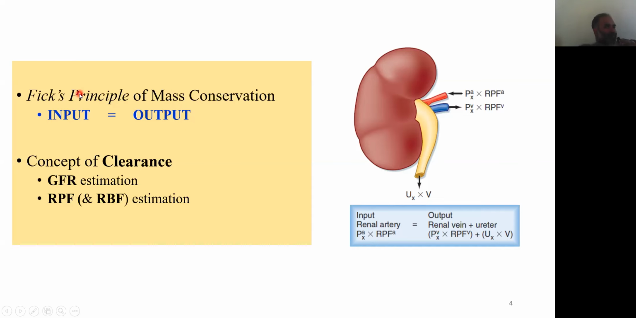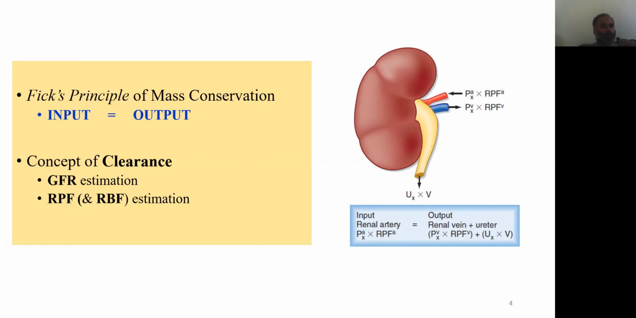Now it is this principle that we apply in the concept of clearance. Simply put, clearance is basically stuff which is cleared in the plasma, or filtered or cleansed from the plasma, by the nephron. More on that later. So this input-output business of the Fick principle, when applied to the kidney, presents just one little addition.